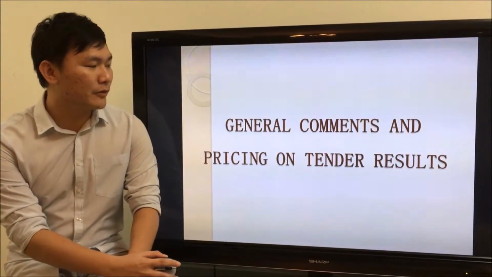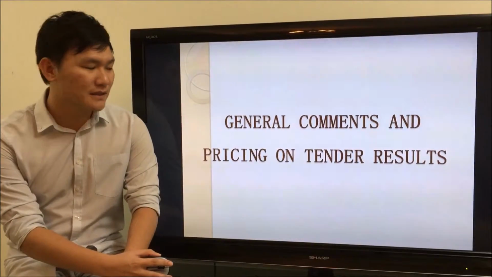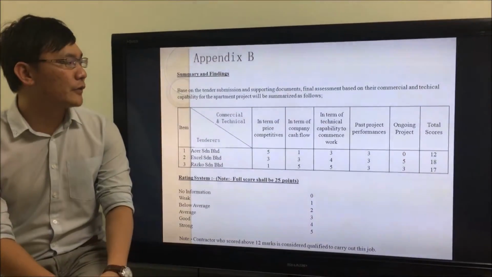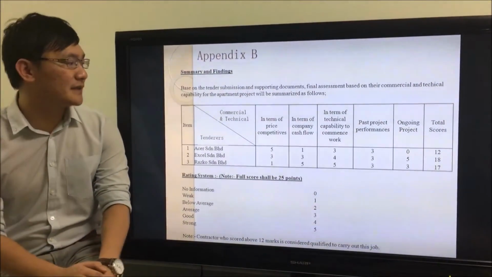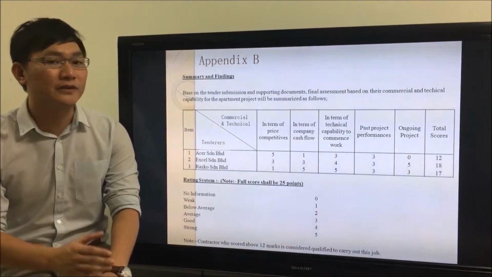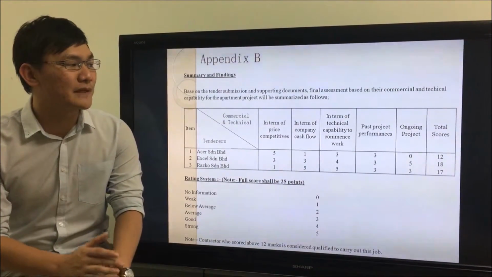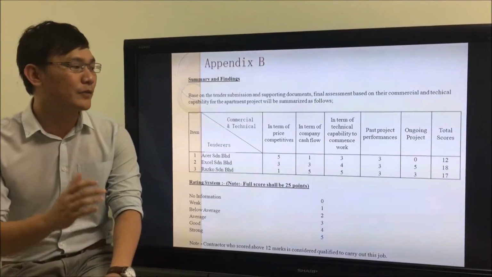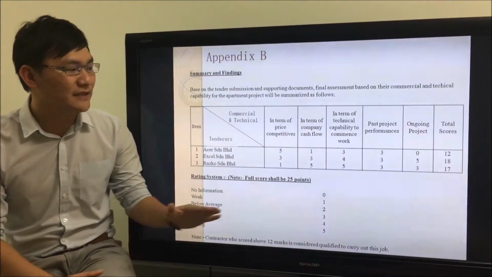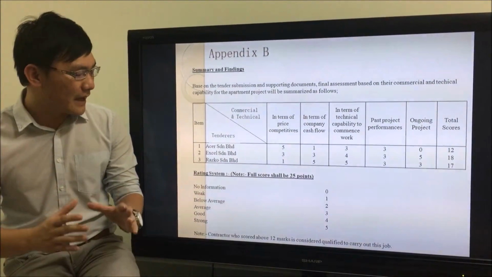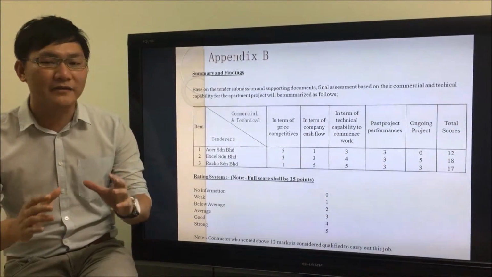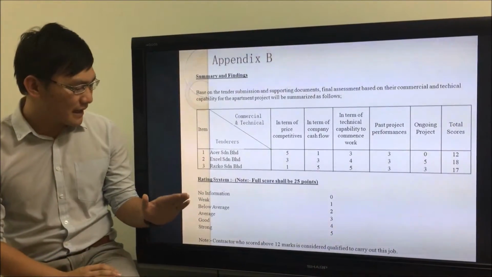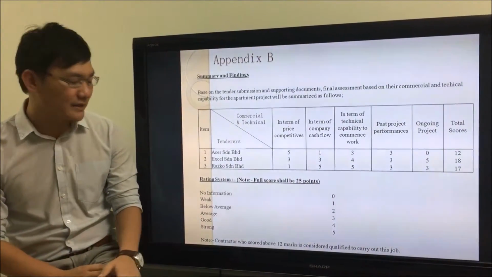The tender report will comprise the general comments and the pricings on the tender results. Okay, now we're going into the summaries and findings. Based on the tender submissions and supporting documents, final assessments based on the commercial and technical capability for the apartment project will be summarized as follows. As you can see from the table, we have compared the tenderers that submitted the tender, which are Excel Cerebral Hearts, Excel Cerebral Hearts, and Rasco Cerebral Hearts.